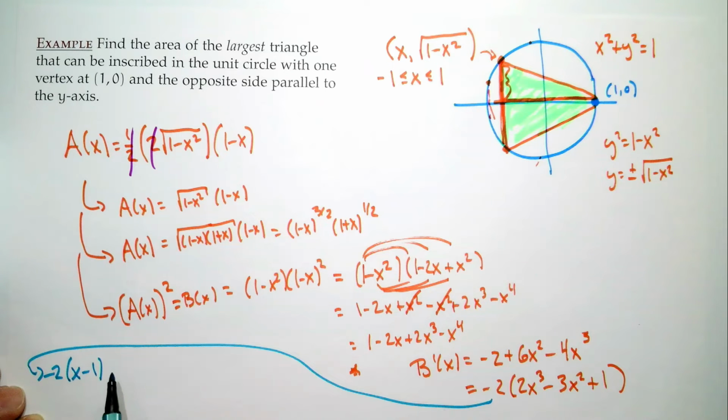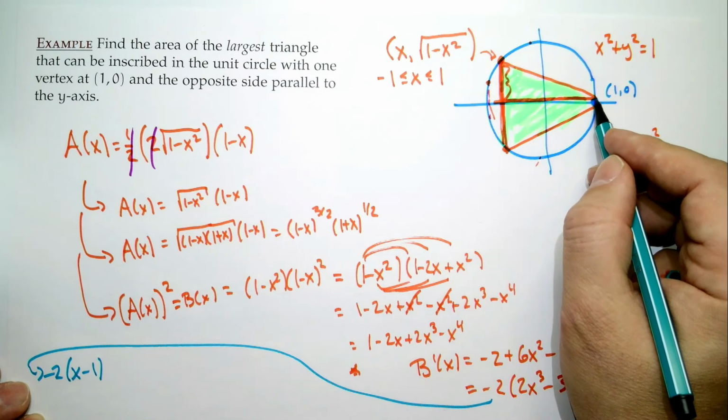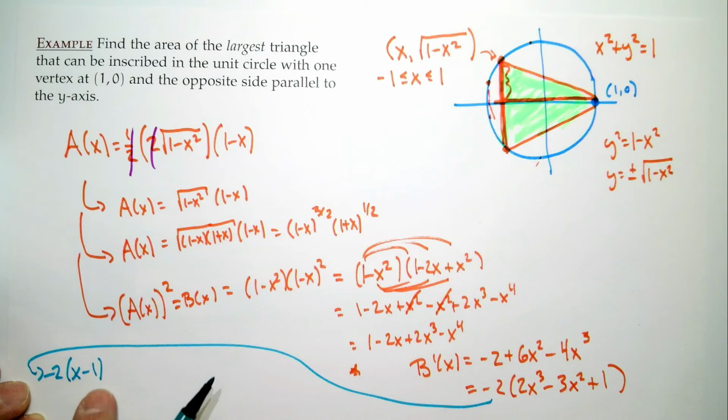By the way, we know the answer is not going to be 1. How do we know that the answer is not going to be 1? Well, if you put in x equals 1, you get a triangle which is a single point. Not very much area. Okay, so that's not going to be our max.